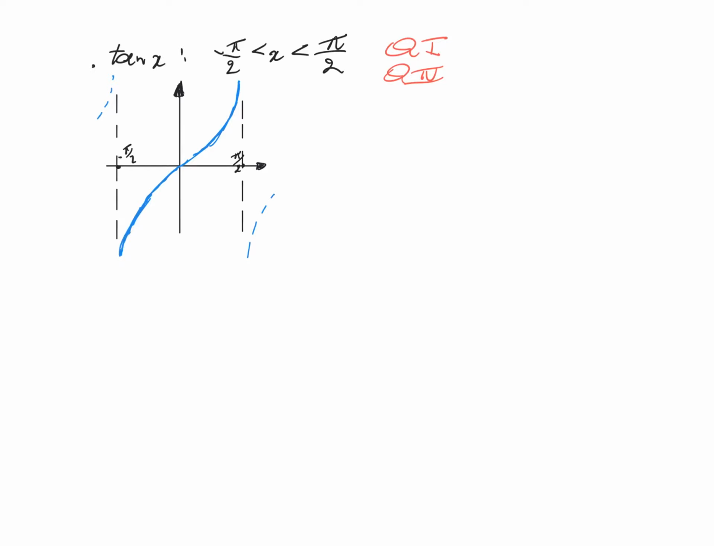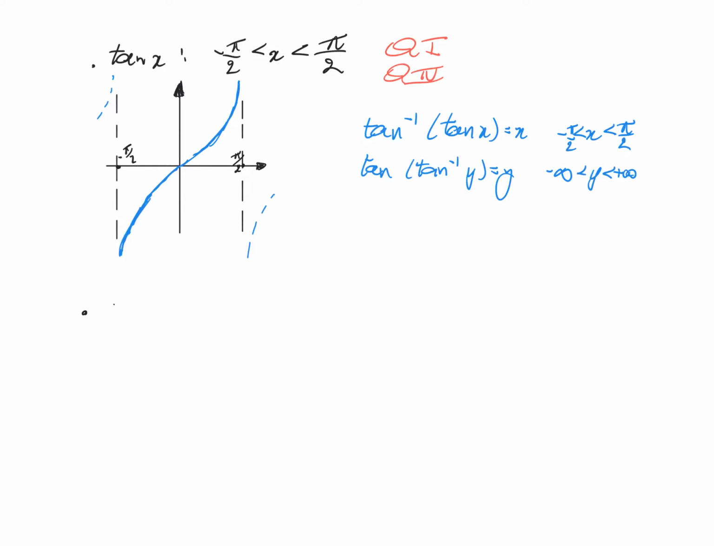With this restriction, we have again that the tangent minus 1 of tangent of x is x if x is between minus pi over 2 and pi over 2, or that the tangent of tangent minus 1 of y is equal to y for y between minus infinity and plus infinity.